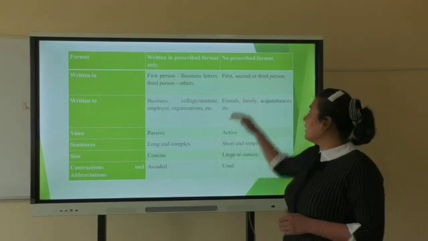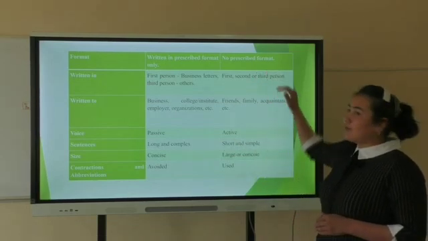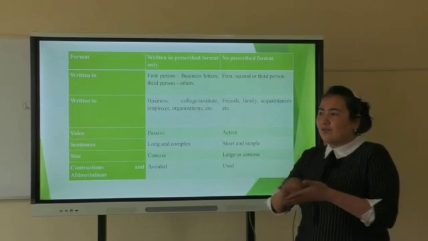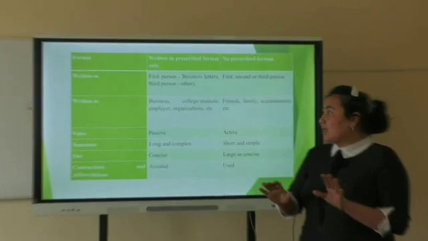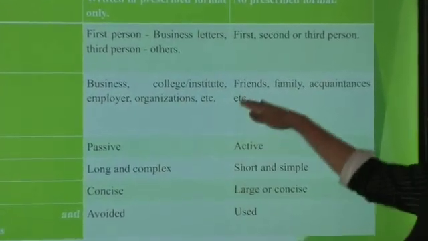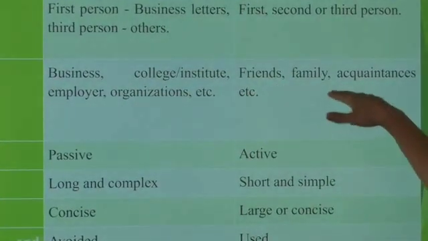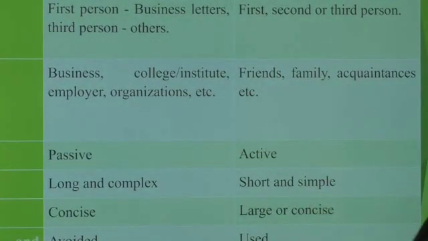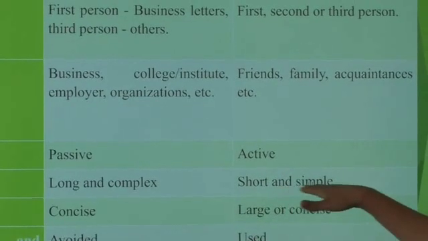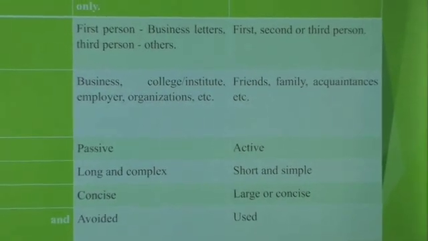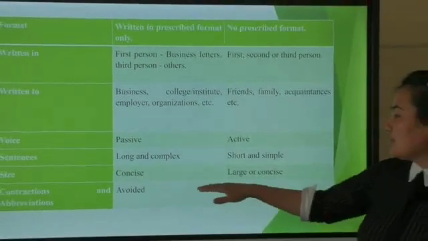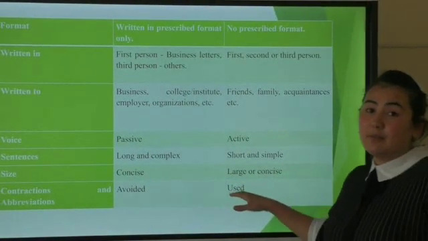For informal letters, there is no prescribed form, and you are writing letters and messages to your friends, on your telephone, on letters, or maybe WhatsApp. The first and second person, it doesn't matter, you can write. Written to friends, family and others, you can write in the active voice. Sentences are short and simple, not complex. You can use so many abbreviations.